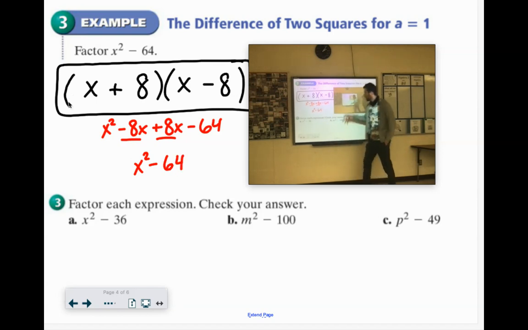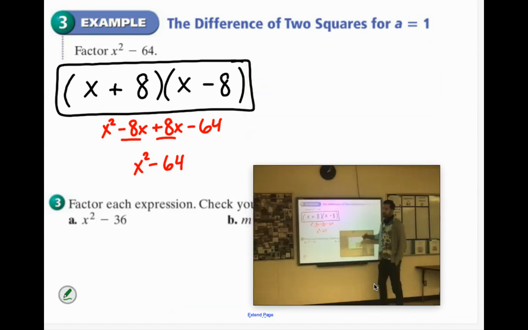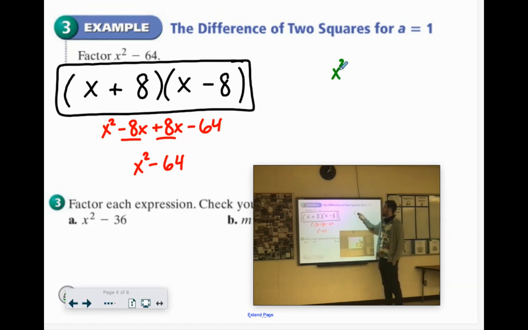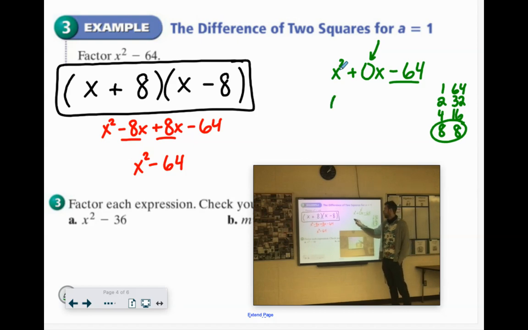Now, if you forget that, you can always throw in a placeholder. If you need to have an a, b, and a c, you could say x squared plus 0x, if you really wanted a b there, minus 64. And then you're looking for factors of 64 that are 0 apart from each other. So you can say 1 and 64, 2 and 32, 4 and 16, or 8 and 8, which set is 0 apart. That'd be 8 and 8. So it multiplies to negative 64. I know it has to be one positive, one negative.